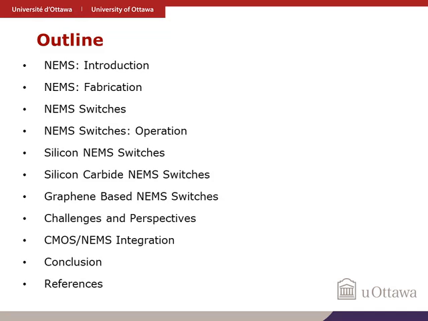The outline for this video is: first, NEMS introduction, then its fabrication, NEMS switches, their operation, silicon NEMS switches, silicon carbide NEMS switches, graphene based NEMS switches. These are just the materials to fabricate the NEMS switches. Then we have the challenges and perspectives. Then there is a novel approach, which is the integration of CMOS and NEMS together for specific applications. Then we'll have the conclusion and, in the last, references.